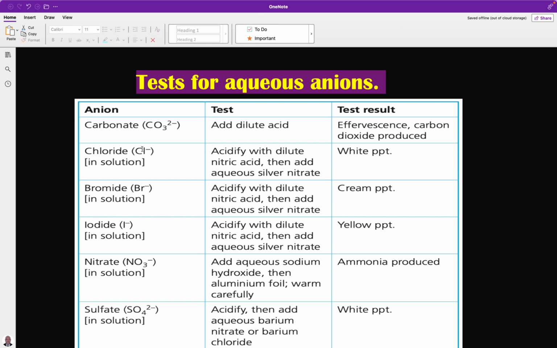Okay, let's go on to the halides. We are starting with chloride ion in solution. If there is a solution containing chloride ion and you add dilute nitric acid followed by aqueous silver nitrate, the observation you will see indicating the presence of chloride ion will be a white precipitate formed.